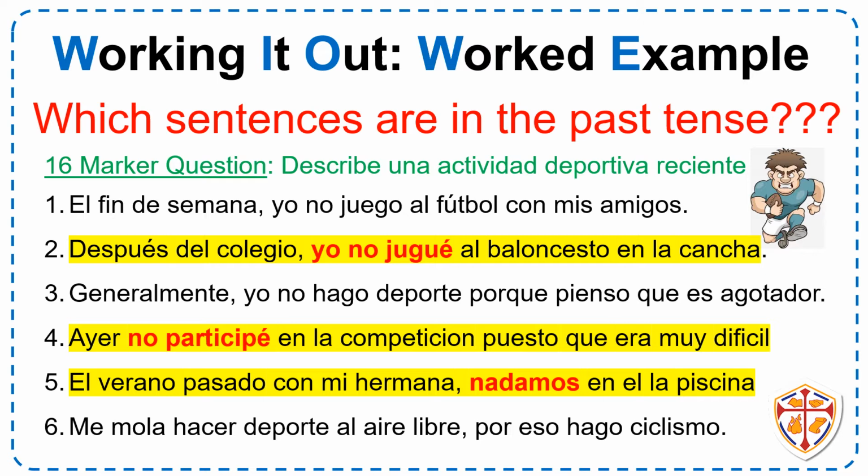Number 2. Después del colegio, yo no jugué al baloncesto en la cancha. The key past tense verb is yo no jugué, which is, in this case, in a negative form. How can you identify that this is past tense? Because of the E with an accent. Straight away, you know this is an AR infinitive, jugar, to play. And it refers to the first person of singular, yo, which means I. So if we translate that sentence, después del colegio, after school, I didn't play basketball in the court.